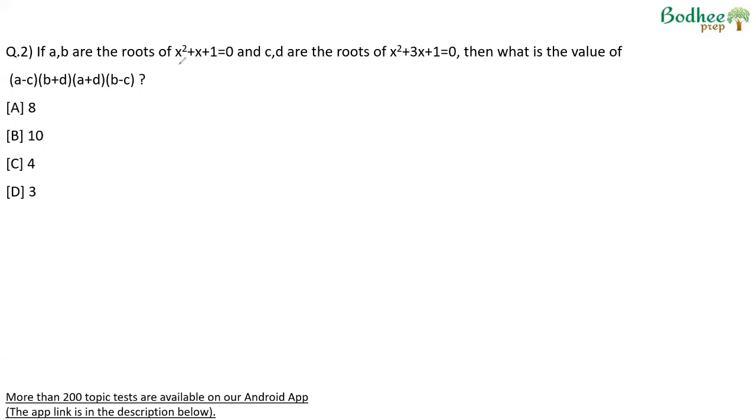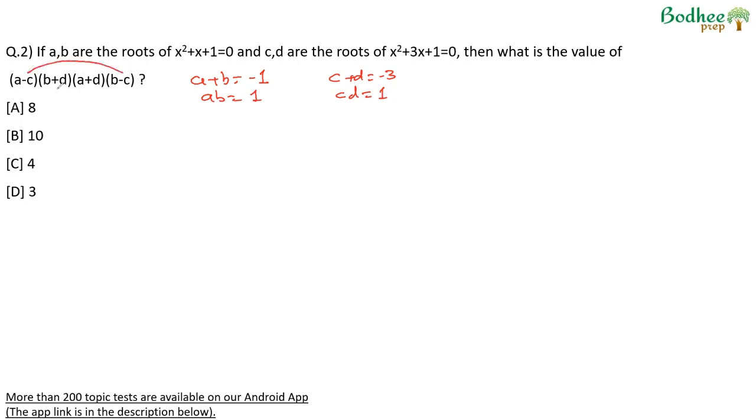A and B are the roots of the equation x square plus x plus 1 is equal to 0. So from here we can say the sum of roots A plus B will be minus b by a, which is minus 1. And A into B will be c by a, which is 1 in this case. C and D are the roots of the equation x square plus 3x plus c. So C plus D can be written as minus 3, and C into D can be written as 1. What is the value of A minus C, B plus D, A plus D, B minus C?